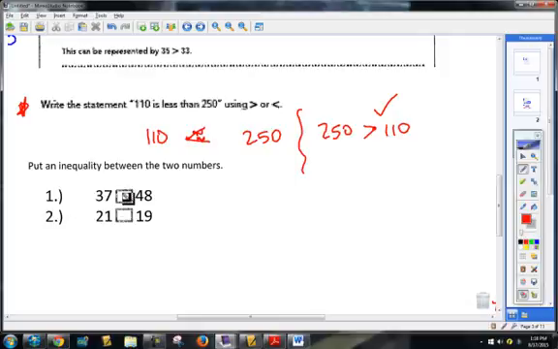Okay? Hopefully you've paused it. I know that 48 is larger, so I know this is going to be a less than sign, because it's trying to eat the 48. Here, 21 is larger, so it's going to be trying to eat the 21, so that's a greater than symbol. Okay? Go ahead and go to the next page.